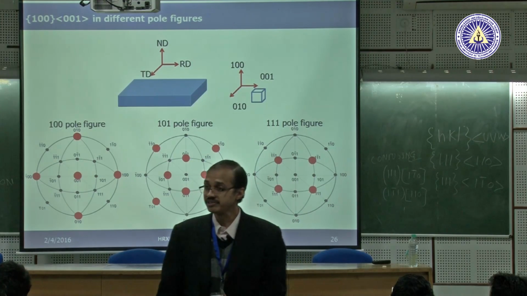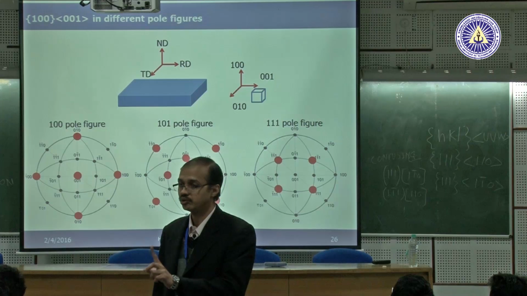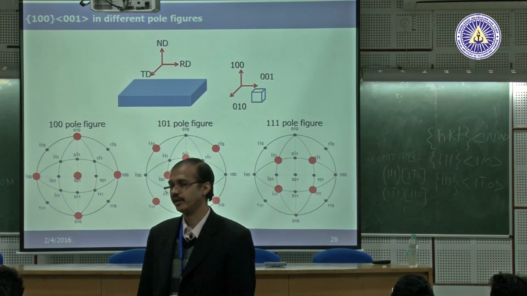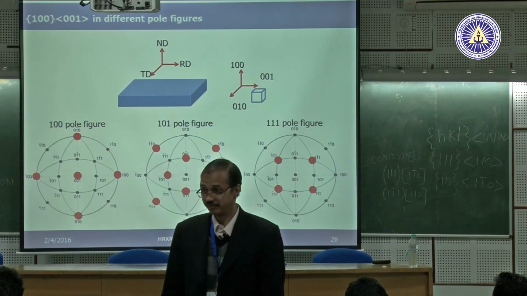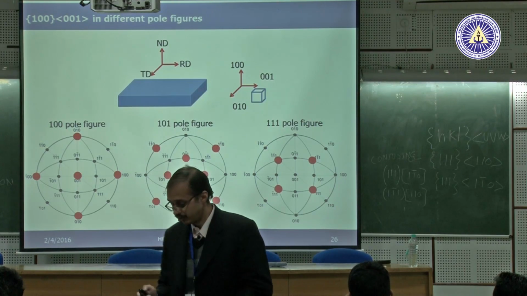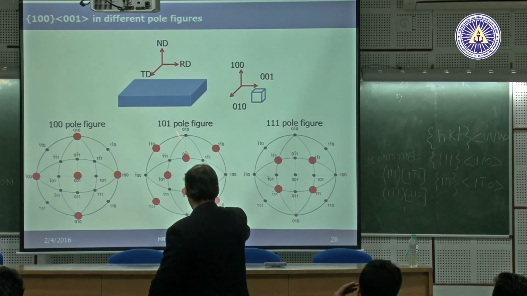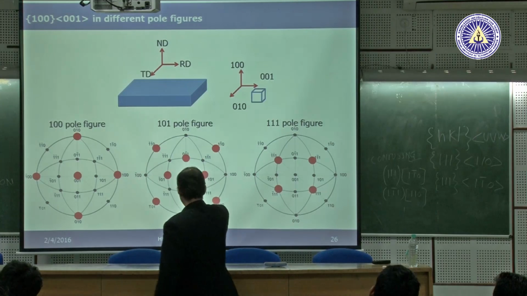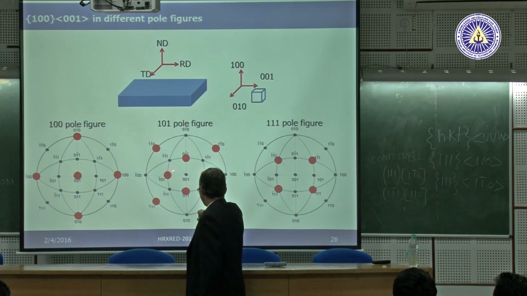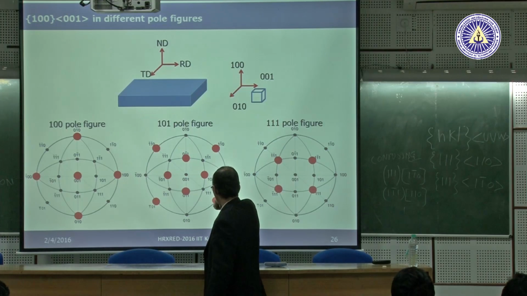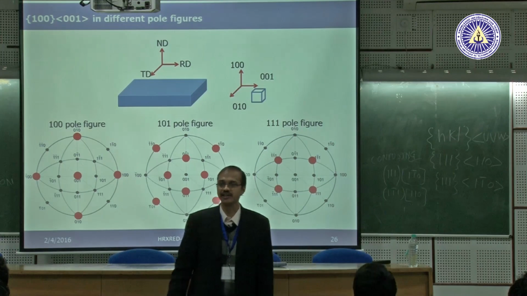1, 0, 1 pole figure means I am looking at 1, 0, 1 poles. So what is the angle between 1, 0, 1 and 1, 0, 0? Yeah, 90. Yes, see, multiplicity is there. So yes, it is 90. So when I say 1, 0, 1, forget about what I have written. 1, 0, 1 pole figure means at the center it should be 1, 0, 1. So 90. Can you tell me what is the locus of all the points from the center which are at 90 degrees?